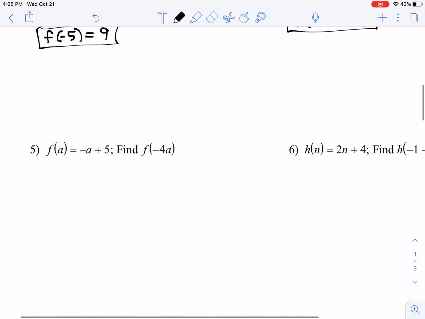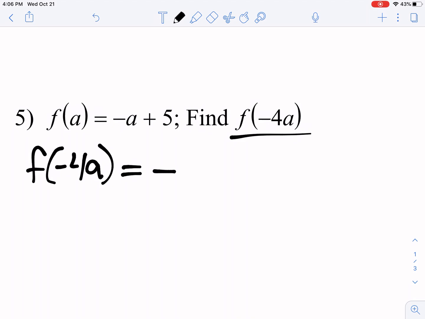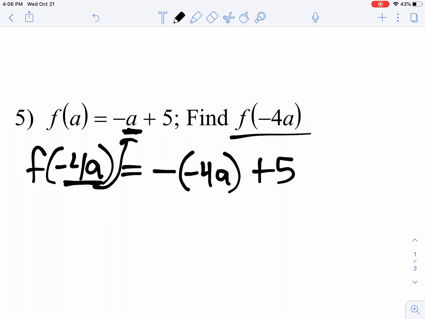Last two examples here. Okay, now we're going to plug in an entire expression into the variable and see what we get from that. Okay, so this says find the output when my input is a negative 4a, so an entire expression. So we're plugging into our function a negative 4a in for a. Okay, so we have f of a negative 4a equals a negative of, so in for this a, we're going to plug in the whole thing. A negative 4a, that's what my new a value is going to be, plus 5. Okay, so we substitute the whole thing here.